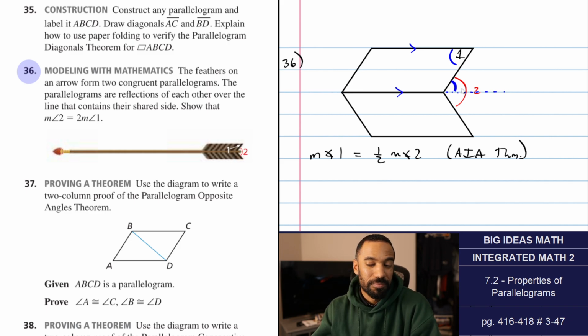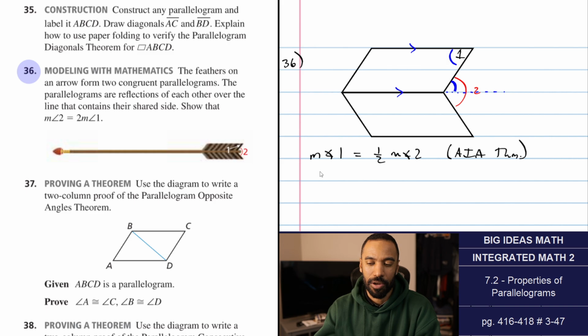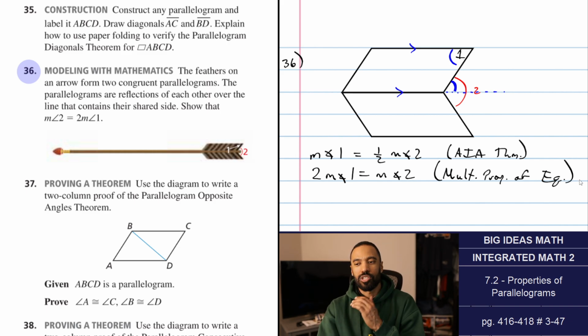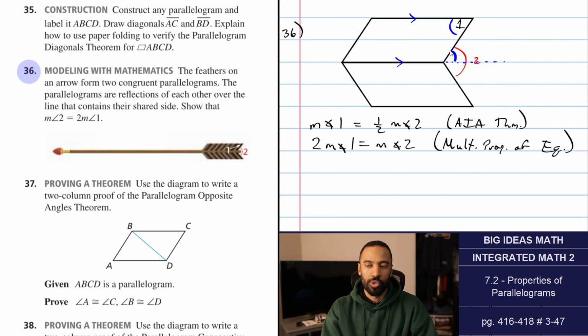Because it's a reflection. By reflection, that's the whole thing. I think that works. Therefore, if I double both sides, measure of angle 2 is twice measure of angle 1, or the way that they wrote it is the other way. That's the multiplication property of equality. I doubled both sides, and that's kind of why. So again, there's something I could probably say that measure of angle 2 is double that of either one of these, but by reflection, but they didn't really do that.